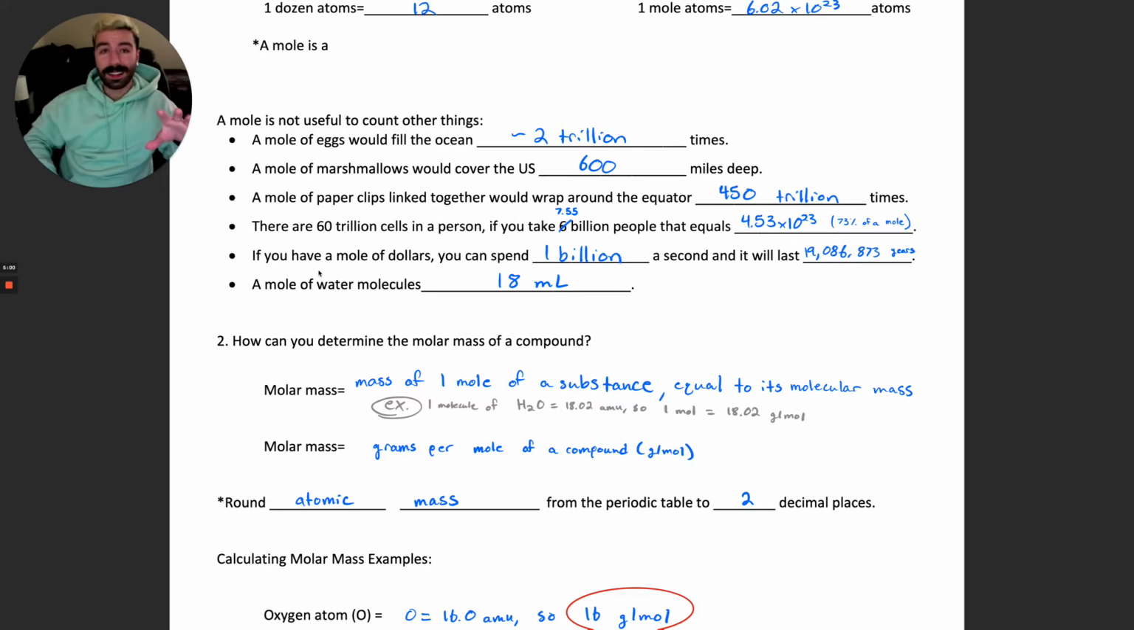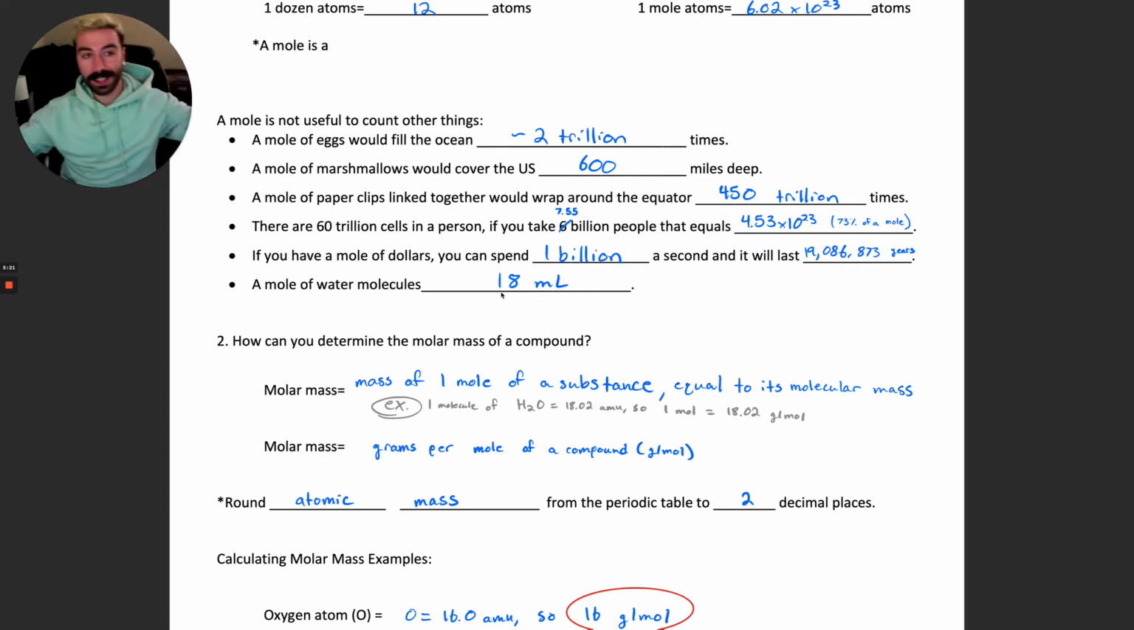Now, all of that in mind, you haven't heard of a mole before because you've never had any reason to talk about it. All those contexts that we just mentioned are ridiculous. What if we had a mole of water molecules? 6.02 hexillion water molecules. Well, that would take up a volume of 18 milliliters.